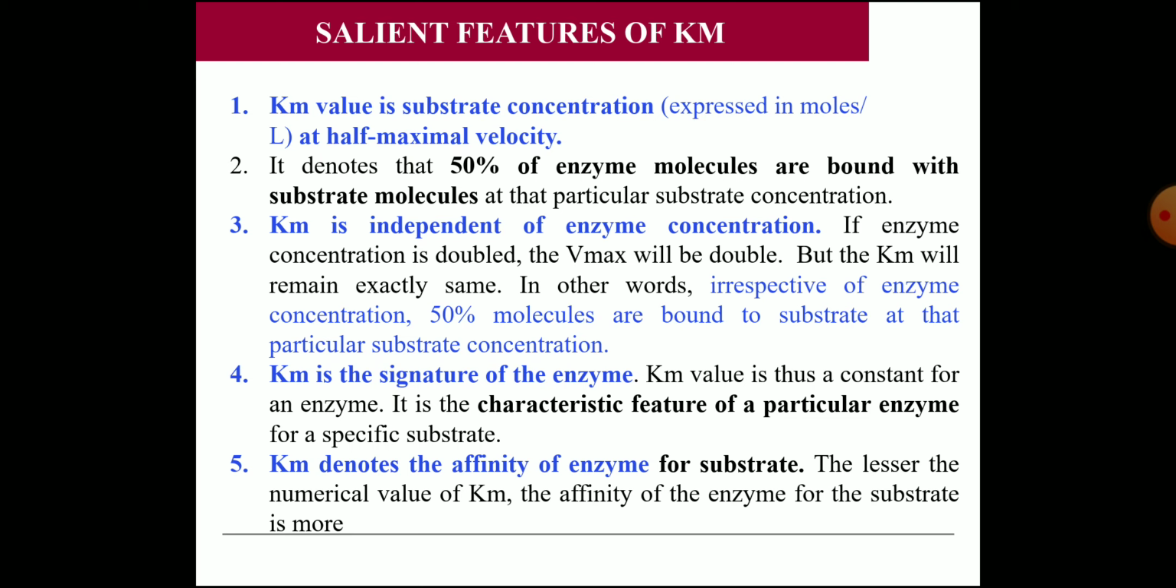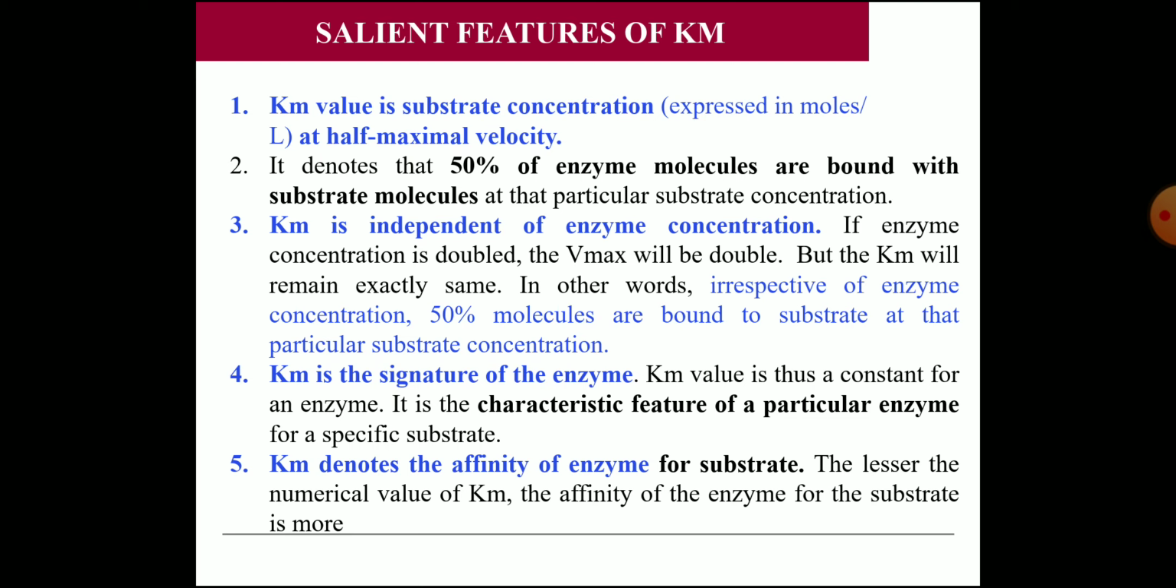So there is no change for the Km, but there will be an increase of Vmax if the concentration of enzyme molecules is increased. In other words, irrespective of enzyme concentration, 50% of molecules are bound with the substrate at that particular substrate concentration. Irrespective of whether the enzyme concentration is doubled or not, 50% of molecules are bound with the substrate at that particular concentration. Km is the signature of the enzyme.